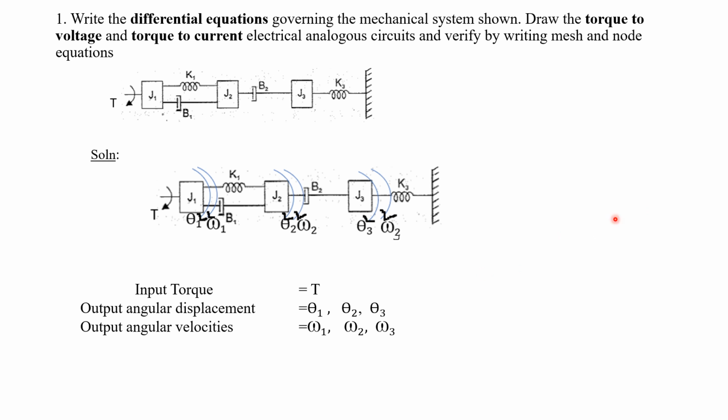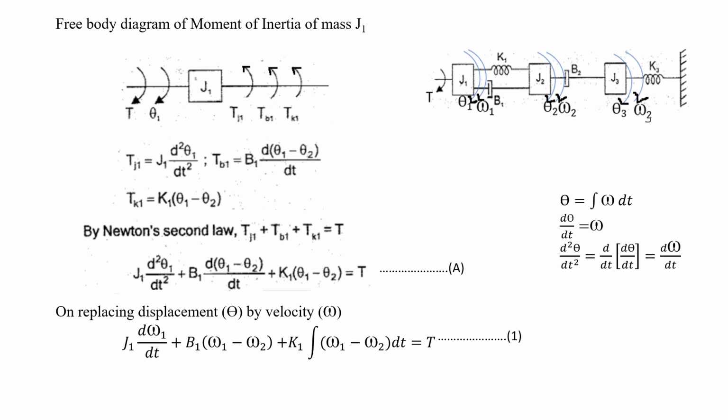First we are going to draw the free body diagram for the moment of inertia of mass J1. Listen here, this is a free body diagram for the moment of inertia of mass J1. See here, this is the question. To make you understand, I have given a number of formulas as well as diagrams on the right side. No need to draw all these things again and again. This is already there in your notebook.